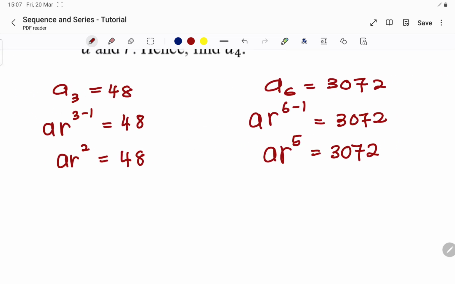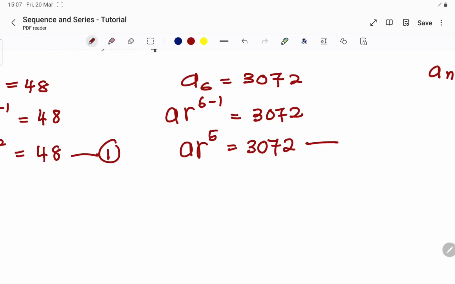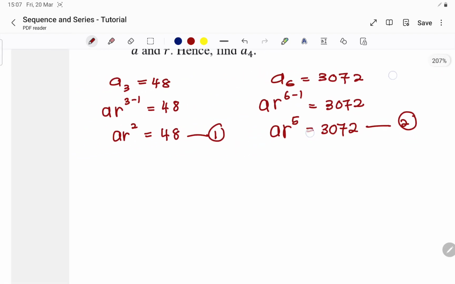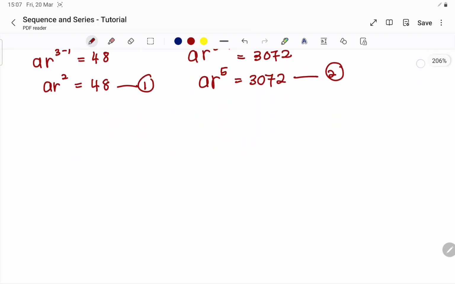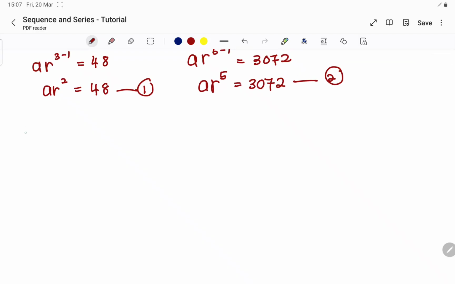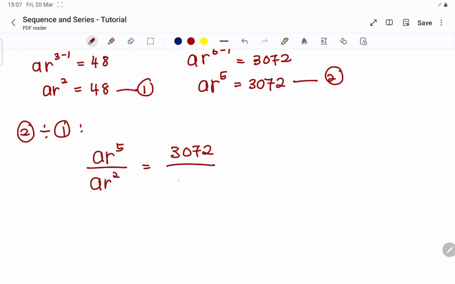So you have two equations right now. This is your first equation. AR to the power of 5 is your second equation. Now from this, what we're going to do is a simultaneous equation, where we will divide the second equation by the first equation. Then you will get AR to the power of 5 divided by AR to the power of 2 equal to 3072 divided by 48.